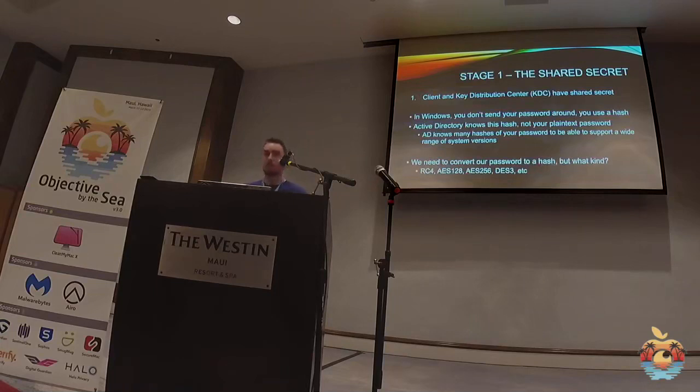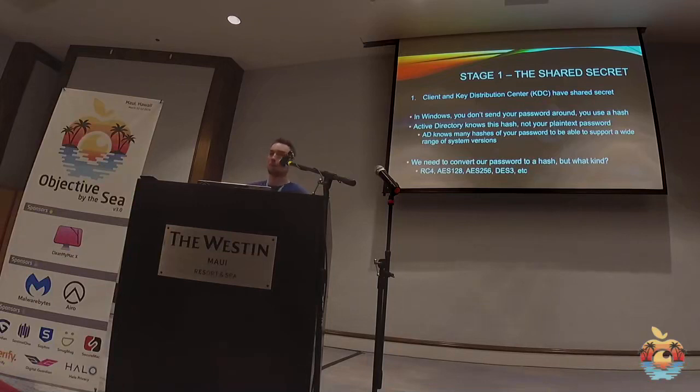So stage one, I said in the beginning, there was a shared secret. What is that? In Active Directory and in Windows, you're not sending your clear text password around. In some cases, you're not even sending the hash of your password around either. Active Directory doesn't know your plain text password. It knows hashes of your password. So you have to go from plain text password to one of these hashes. That's the shared secret that you can be using for this. Active Directory knows many versions of this hash, such as RC4, AES-128, AES-256, DES3, all these different ones.